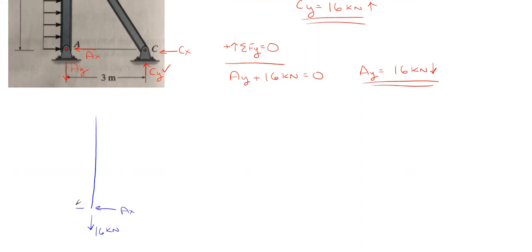A sub x is assumed to the right. I would have my uniform load of the 6 kilonewtons per meter of lateral force. And then I would have point B up here. And since point B is a hinge, you can treat it like a pin reaction when you break it apart. So it would be a B sub y and a B sub x up here.